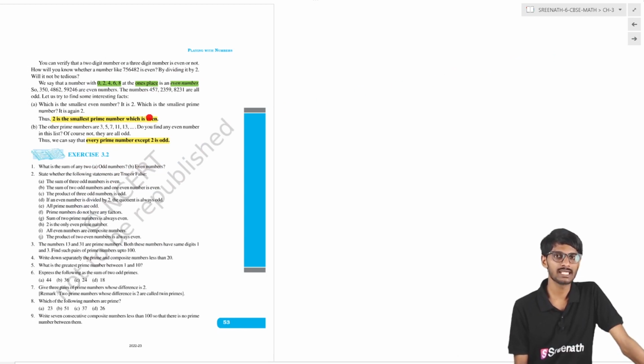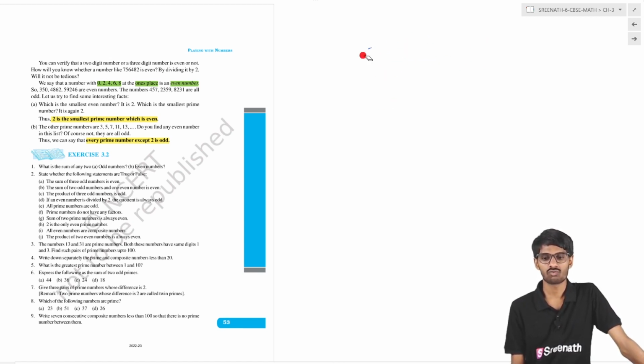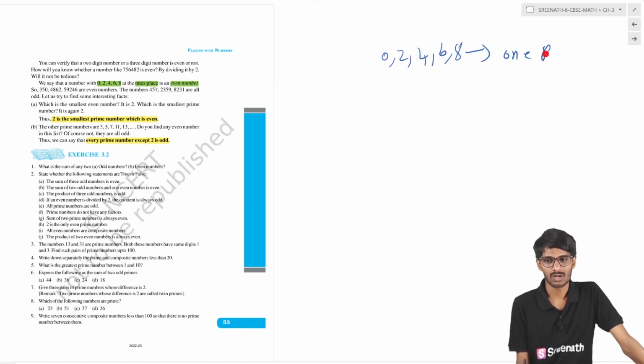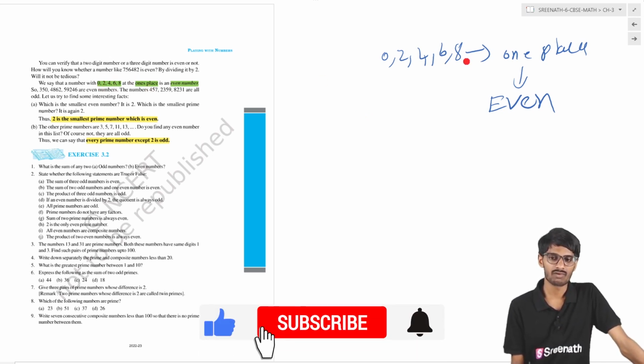And one more thing: if there is a 2 or 3 digit number like 756482, dividing it by 2 and finding whether it is divisible by 2 or not, then it is an even number, or otherwise it is not. It is a very difficult task. So one more easy method to find even and odd numbers: if we have 0, 2, 4, 6, 8 in the ones place, then we call it an even number. Otherwise it is odd.